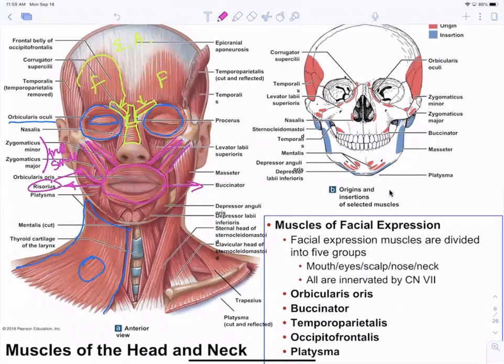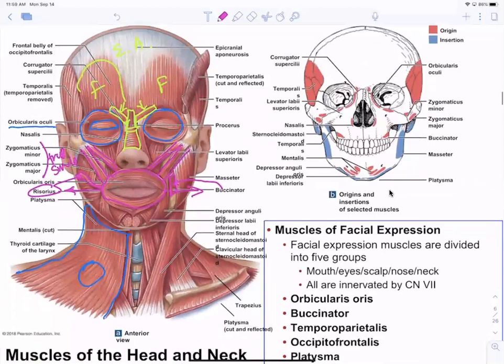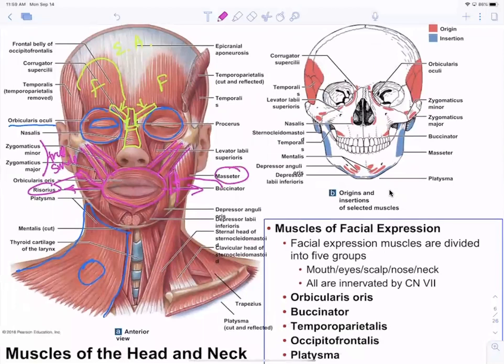The buccinator is this muscle right here, and the masseter is on top. So the buccinator kind of moves your cheeks in and then puffs them out. The masseter is a muscle of mastication, and that's that big side jaw muscle there.